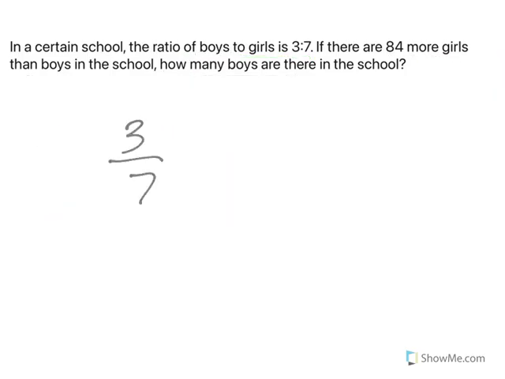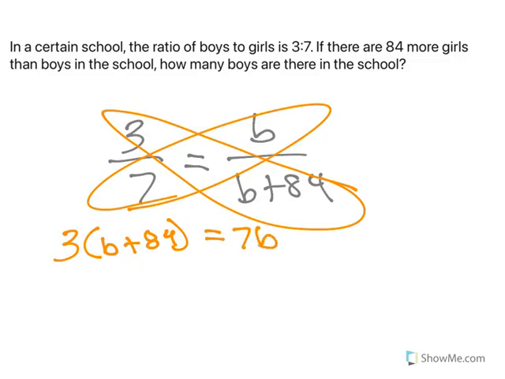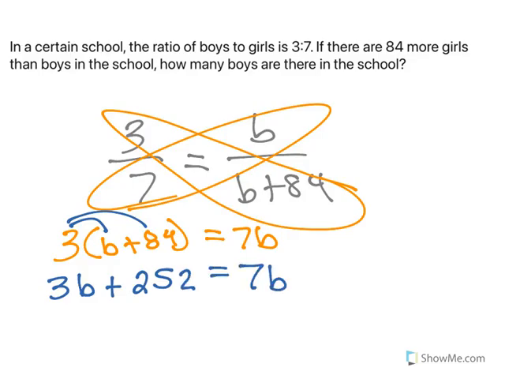So our ratio is 3/7 equals B over B plus 84. So to solve the proportion, I take 3 times B plus 84 equals 7 times B. Now you'll notice on the left-hand side, we have a 3 touching parentheses, so I need to distribute. So I get 3B plus 252 equals 7B.